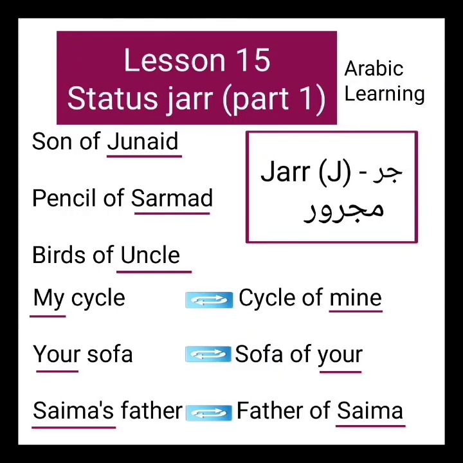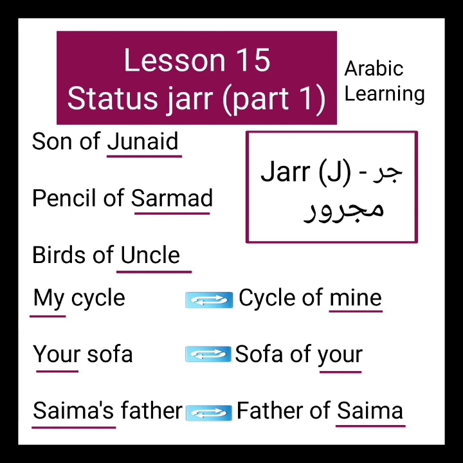In any sentence, the word which comes after of is given the status jar. We represent it with alphabet J, and the ism which is given the status jar is called majroor. For example, son of Junaid. Junaid is coming after of, so the status of Junaid is jar. Pencil of Sarmad. The word Sarmad is coming after of, so its status is jar. Birds of uncle. The status of word uncle is jar.